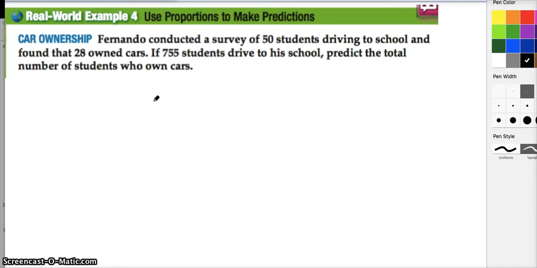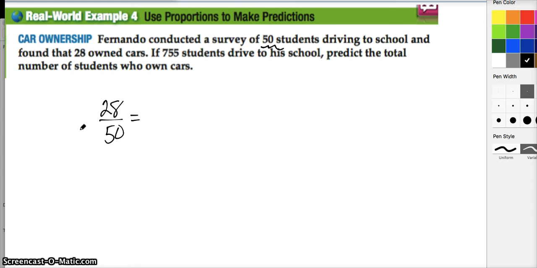So if you get, let's say, 1,000 people to take a survey or a poll and you randomly selected them, that's a good indication of what the United States thinks. Isn't that kind of crazy? Only 1,000 people to indicate, but it has to be randomly selected. Anyway, with that in mind, that's what Fernando is doing. He only spoke to 50 people, and of the 50 people, 28 own cars. So I'm going to write this as 28 out of 50 owned cars. Good. So if 755 students drive to school, predict the total number of students who own cars.